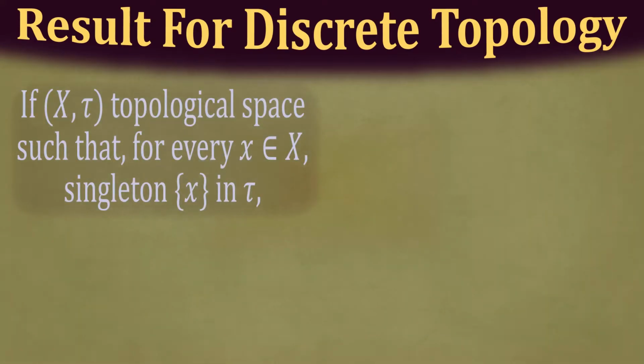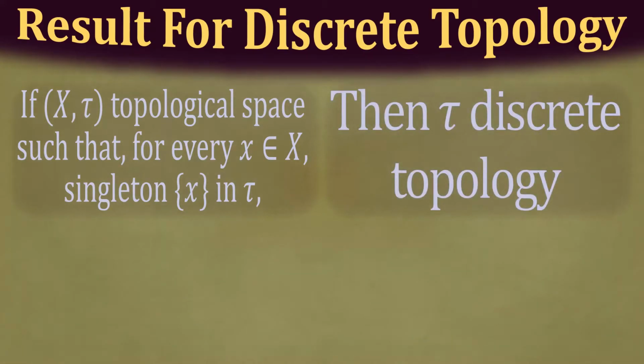Then let's give a result for a discrete topology. If (X, T) is a topological space such that for every x in X, the singleton set containing x is in T, then T is the discrete topology.